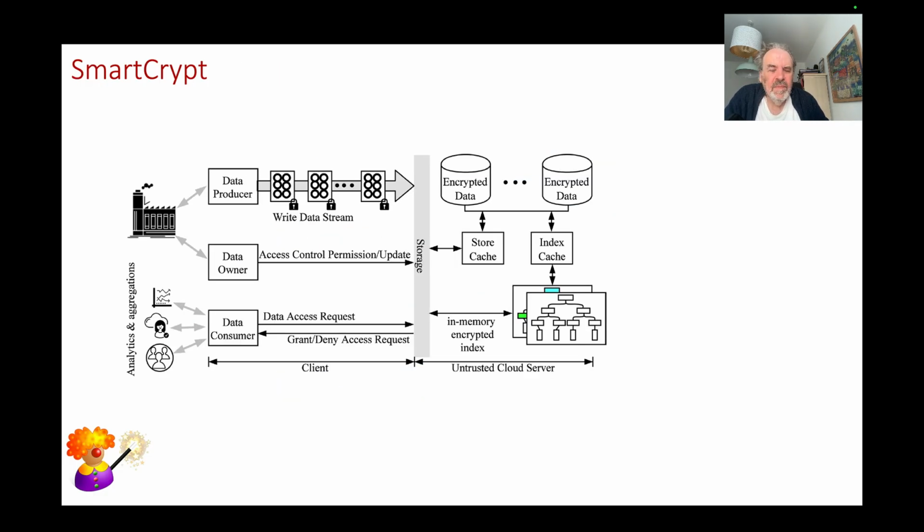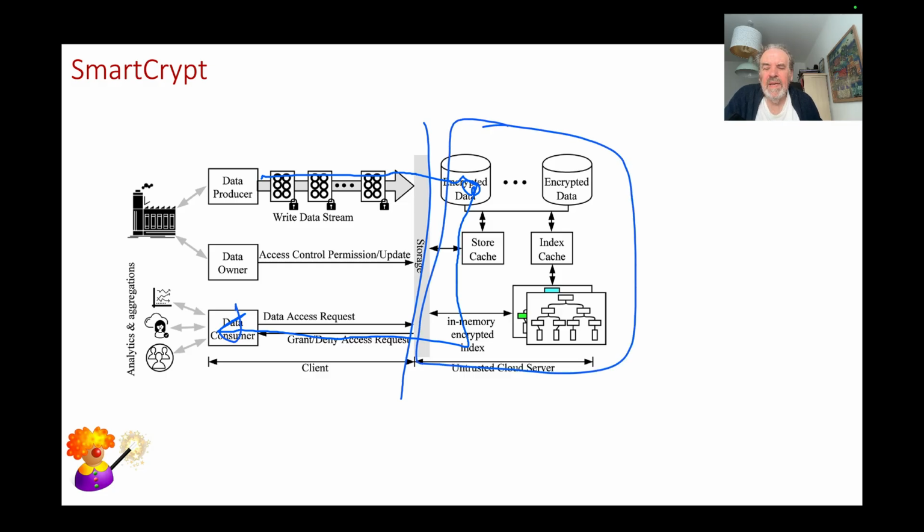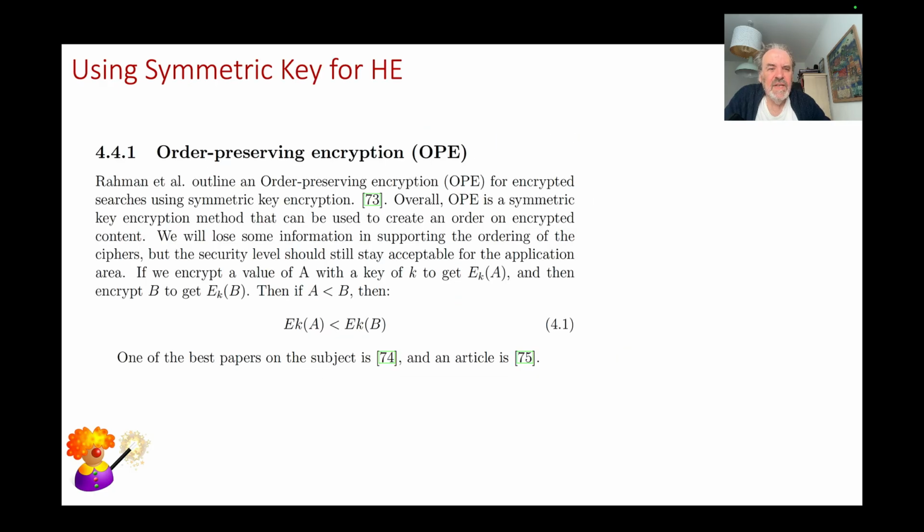This is an example here from a research paper. In this case, we have an industrial plant, where the data producer can encrypt the values and then decrypt them back again to provide analytics. We can have a public cloud, and it's not possible for anybody to see any of the original values here.